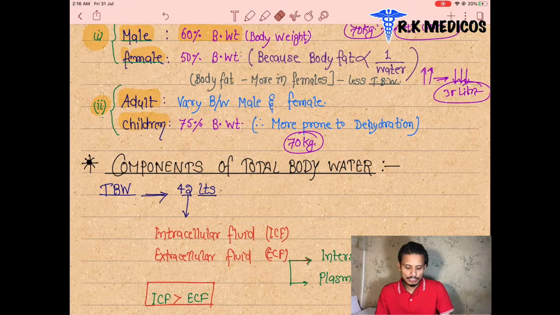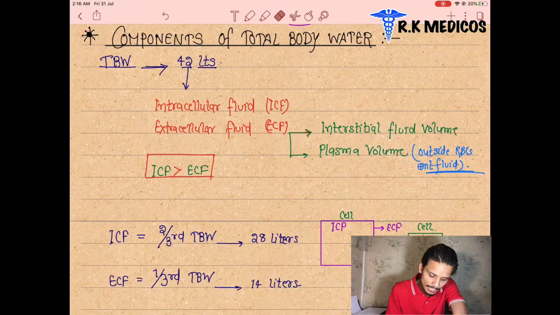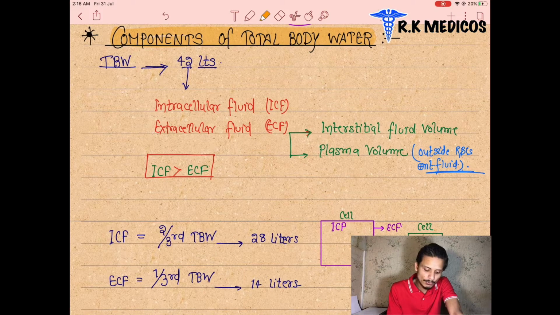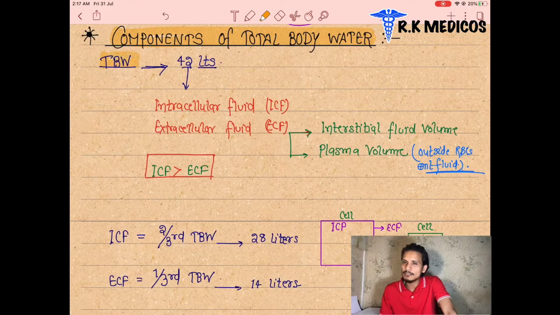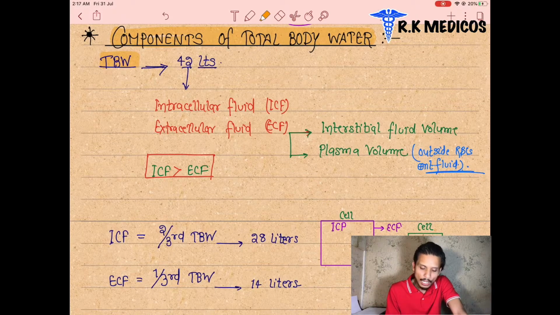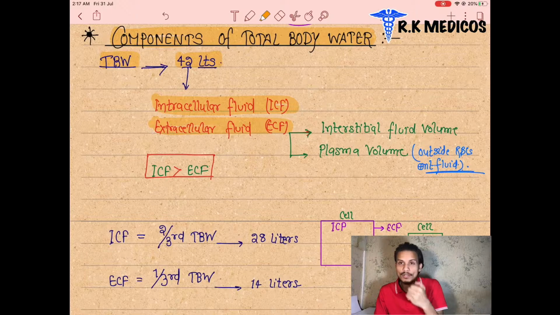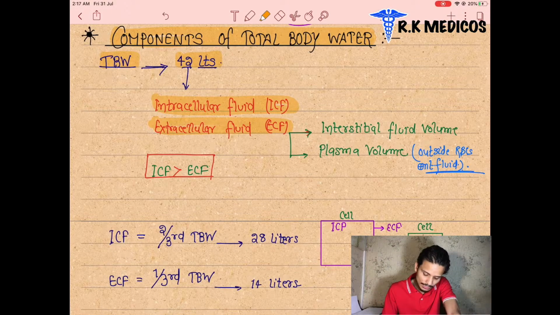Next, we are going to see the components of total body water. What are the different components of total body water? I already told you, suppose the total body weight of the patient is 70 kg. It means the body water is 42 liters. Out of 42, here is the extracellular fluid and intracellular fluid. Intracellular fluid is 2/3. 2/3 means how many liters? That is 28. And extracellular fluid is 1/3, which means 14 liters.